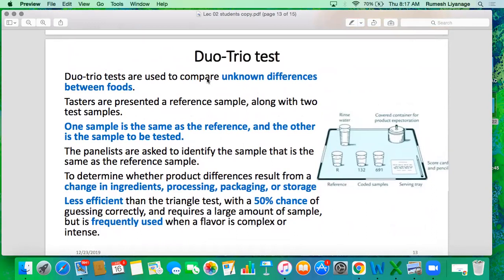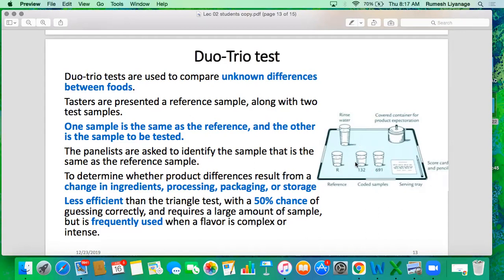Right? In this method, we are going to compare unknown differences between foods. There are duo-trio tests. Duo means dekai, trio means tunai. Here in this diagram, you can see 3 samples. 2 samples are closer. The 1 sample is there but not close.